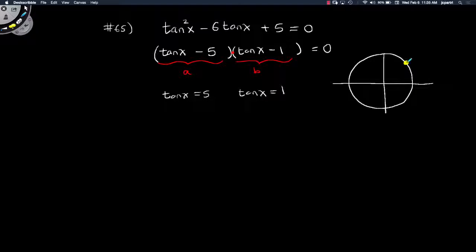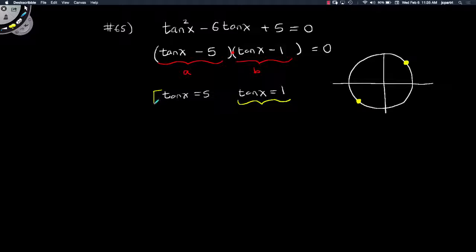Square root of 2 over 2 over square root of 2 over 2, and 5 pi over 4. No, 5 pi over 4. So tangent is negative in quadrant... So those are the solutions to this, okay?